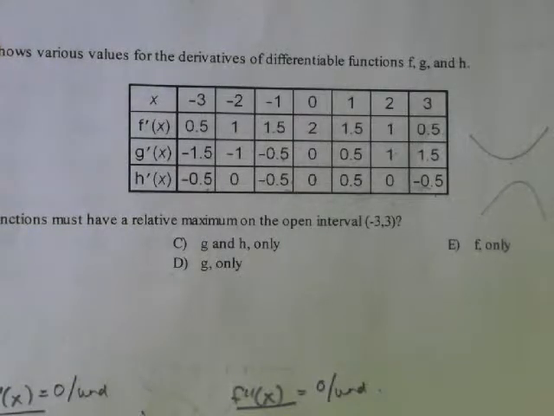Does this make sense? Okay? To get a maximum, you need to be increasing and then decreasing, which means you need a positive slope followed by a negative slope, and we only have that in H. Okay?